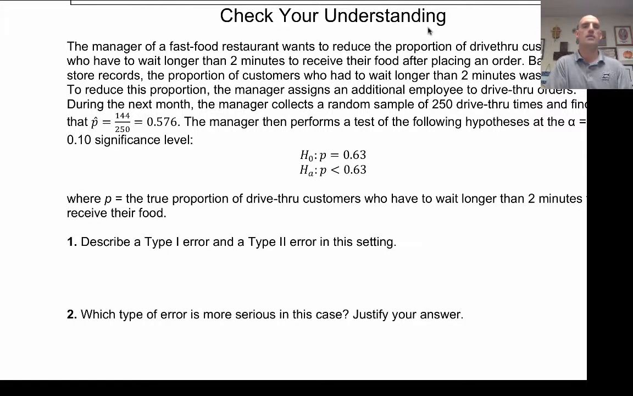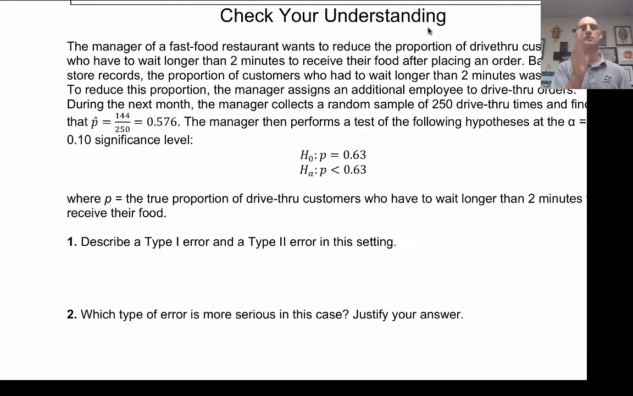During the next month, the manager collects a random sample of 250 drive-through times and finds that our p-hat, so our proportion of this sample, is 144 out of 250, which is 0.576. So the manager then performs a test of the following hypothesis with a significance level of 10. So here we're changing our significance level, so keep that in mind as we evaluate these hypotheses. So the null hypothesis would be that 63% is true.